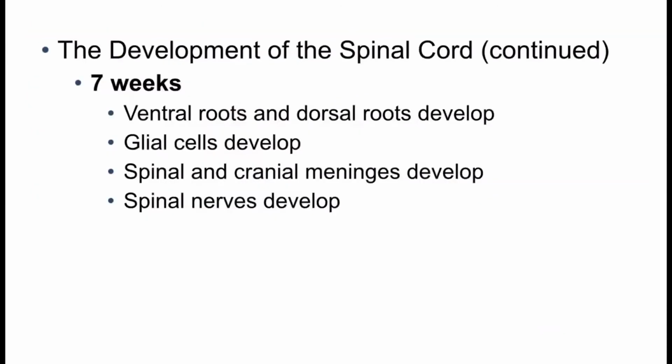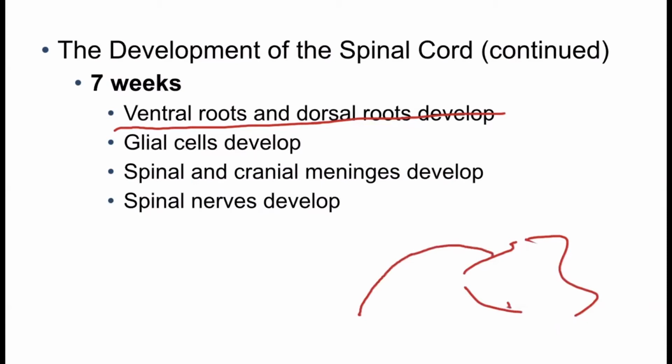At 7 weeks, remember, ventral and dorsal roots start to develop. You have your spinal cord in the center here, and you've got ventral roots coming in, and dorsal roots. The glial cells start to develop. Remember, glial cells are non-neuron cells. They do not carry an impulse. The function of glial cells is to support and maintain the health of the axons, the nerve cells. Spinal and cranial meninges develop, and then your spinal nerves develop.